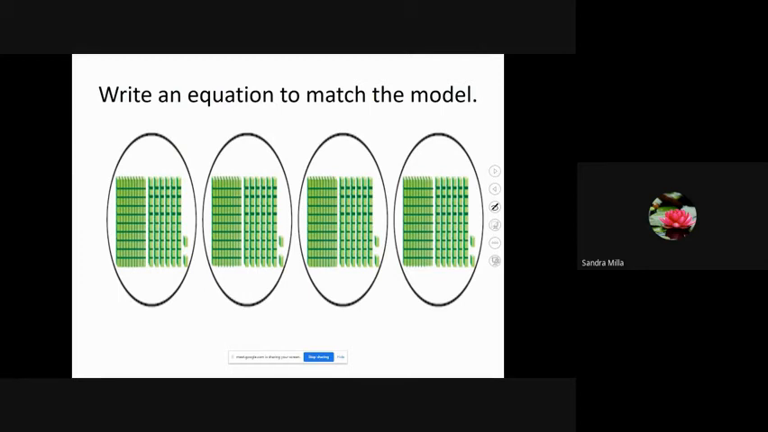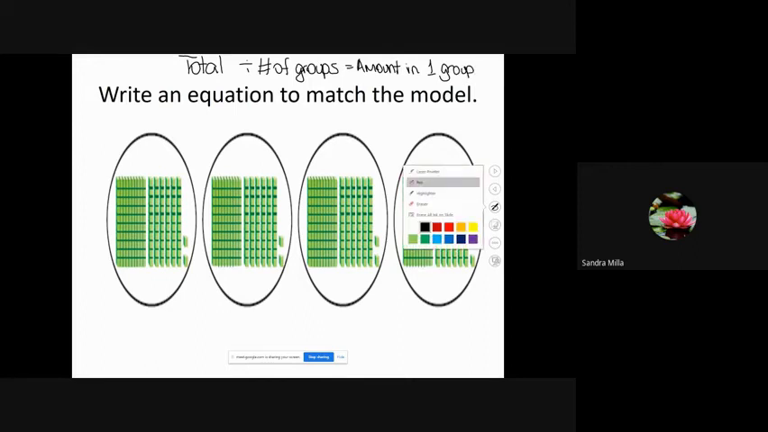So they're going to give you a model. You need to figure out what the total is, which is going to be your dividend. You need to figure out your number of groups. And you need to figure out the amount in each group. In one group, I'm going to put 1. So with this, I'm going to work backwards with what's easiest for me.